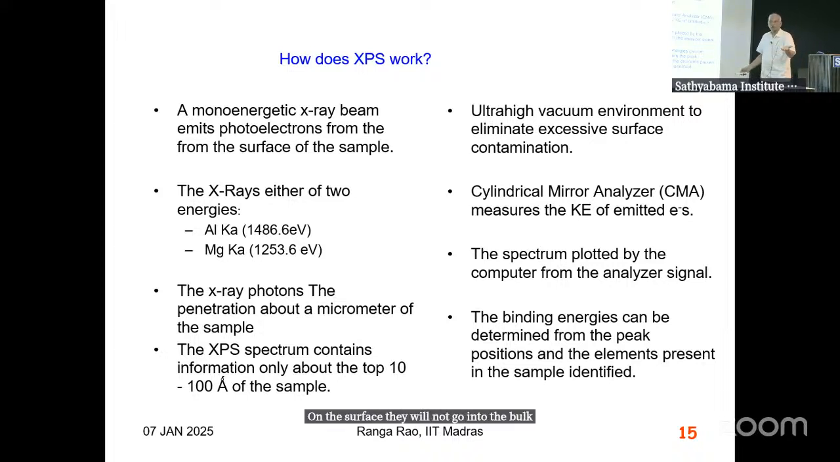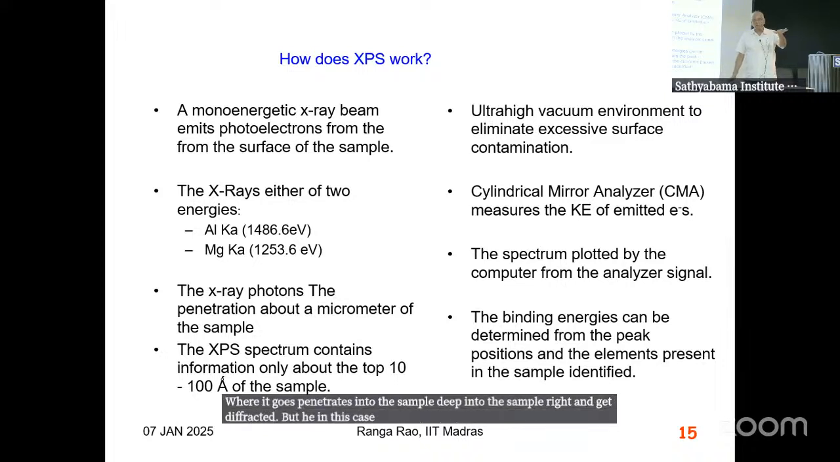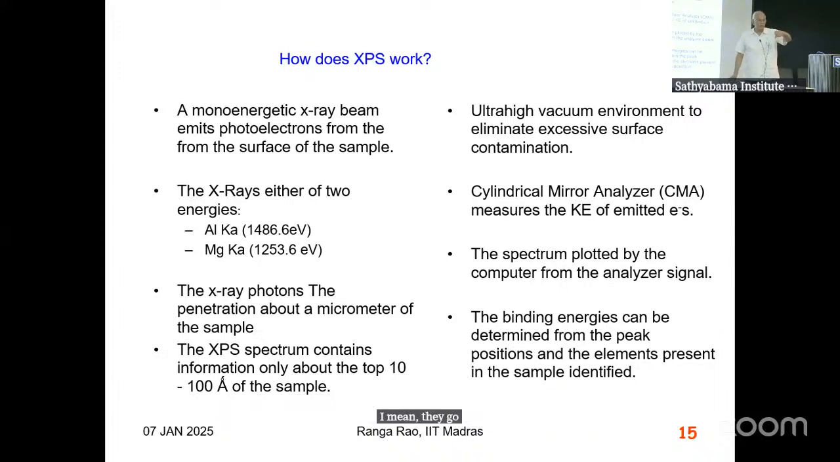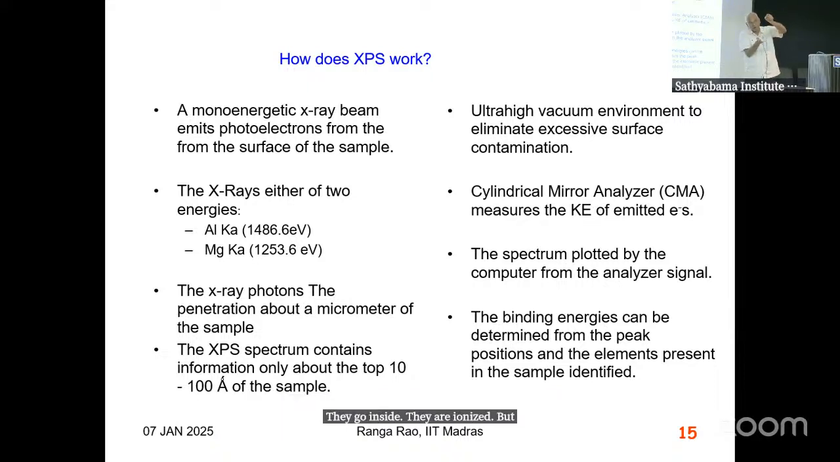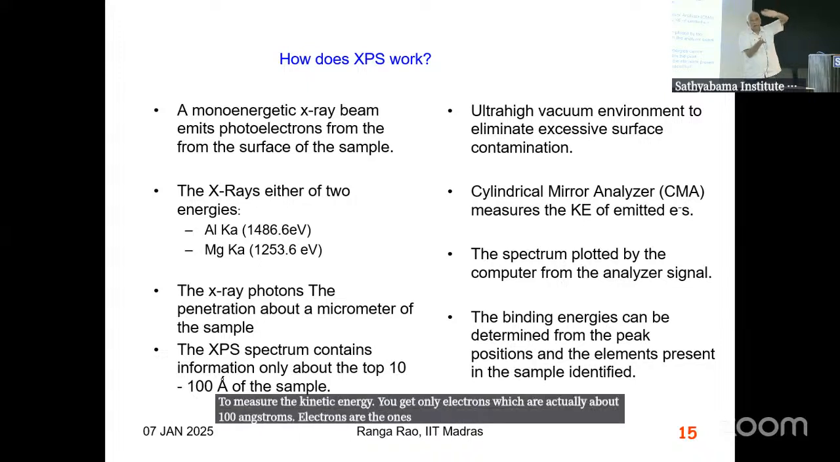Unlike X-ray diffraction, where the beam penetrates deep into the sample and gets diffracted, in this case you only see up to about 100 angstroms. The X-rays go up to about a micrometer level, but the information that you get is only from 100 angstroms. Remember that. They go inside and ionize, but those electrons will not be able to come out to measure the kinetic energy. Only the electrons from about 100 angstroms come out clean, so that you can measure the kinetic energy and get the spectrum.